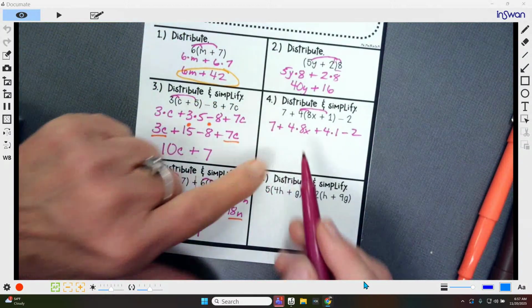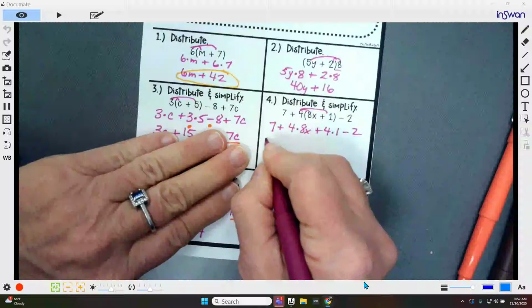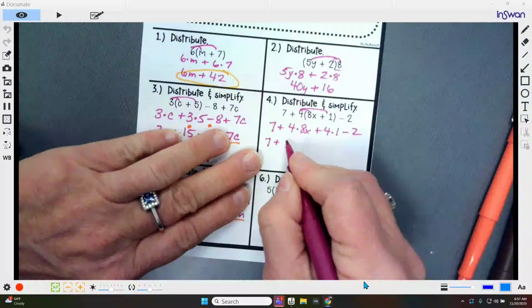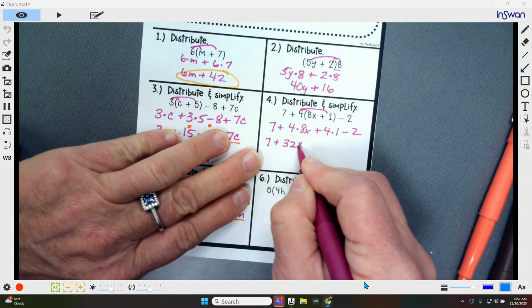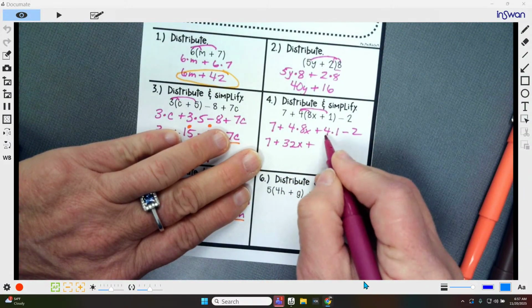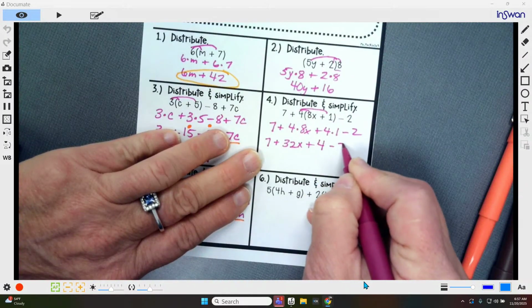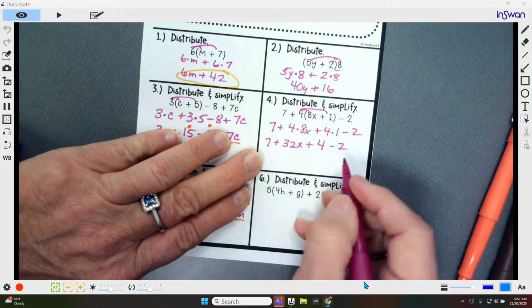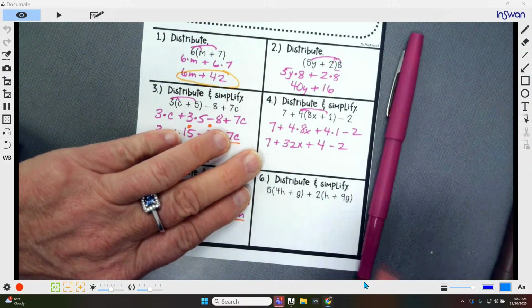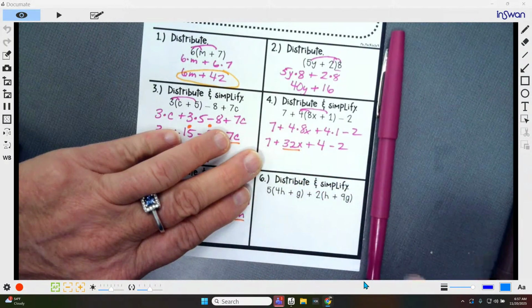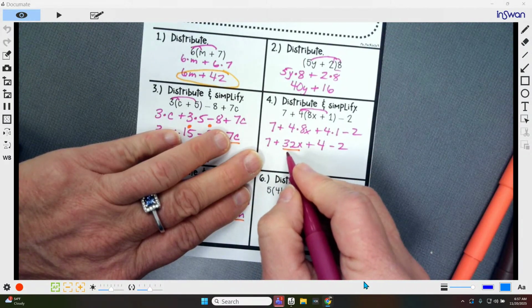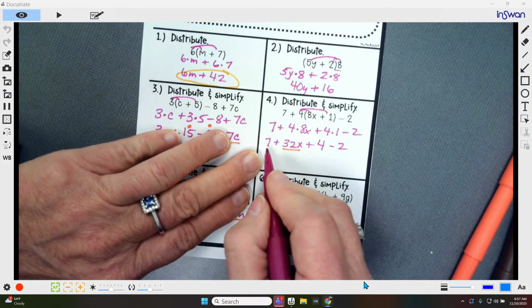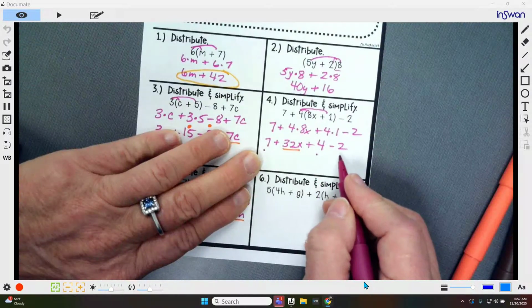The next layer, I'm doing the multiplication. Just bring down the 7, plus 4 times 8 is 32, so 4 times 8x is going to be 32x. Bring down the plus, then 4 times 1 is 4, minus 2. Now in this layer, it's just addition and subtraction. So you do the adding and subtracting left to right. I have a 32x, and that's the only x term, so I know that's going to be the only term that I have. So I'm going to combine the 7 plus 4 minus 2.